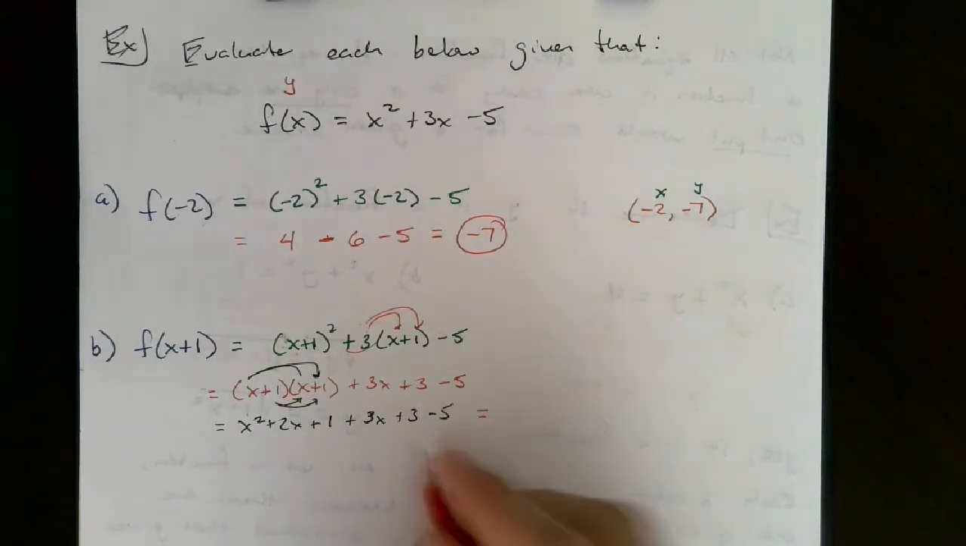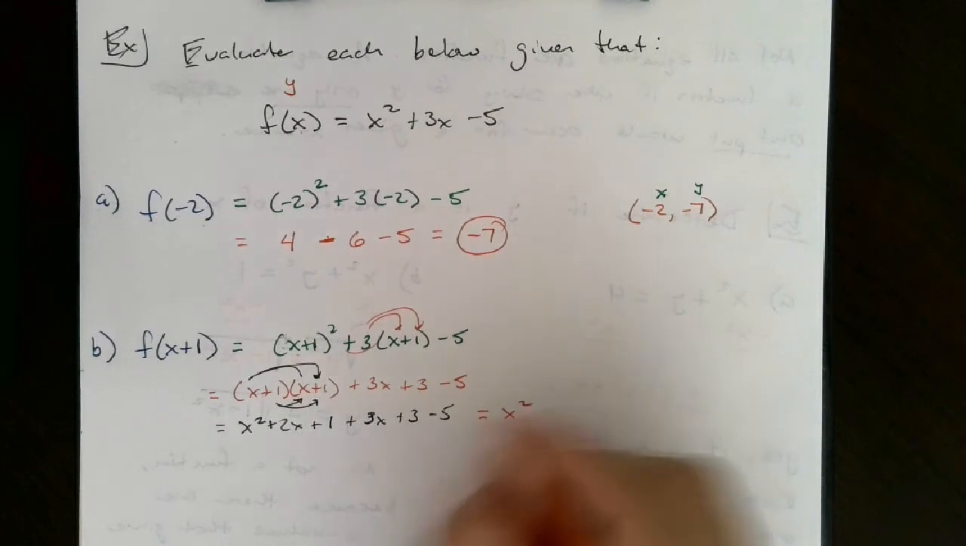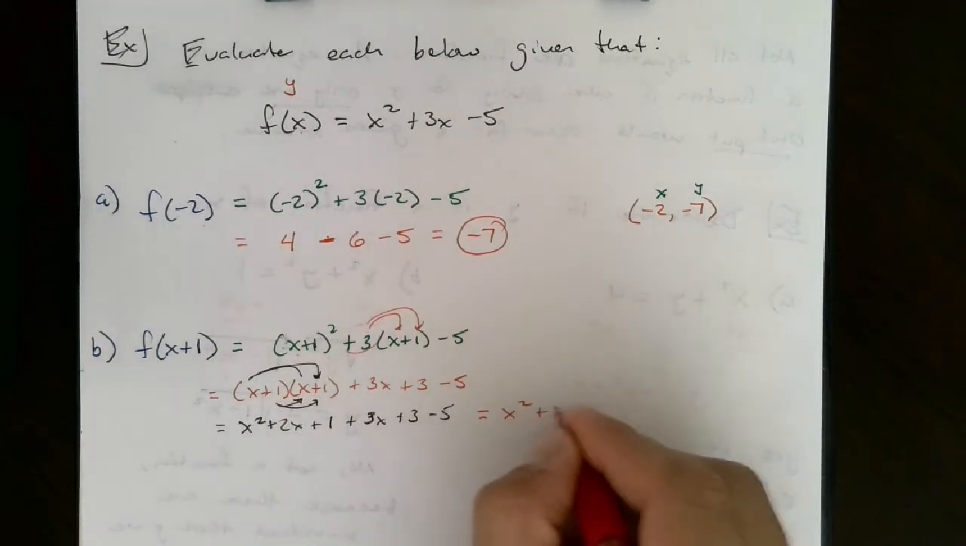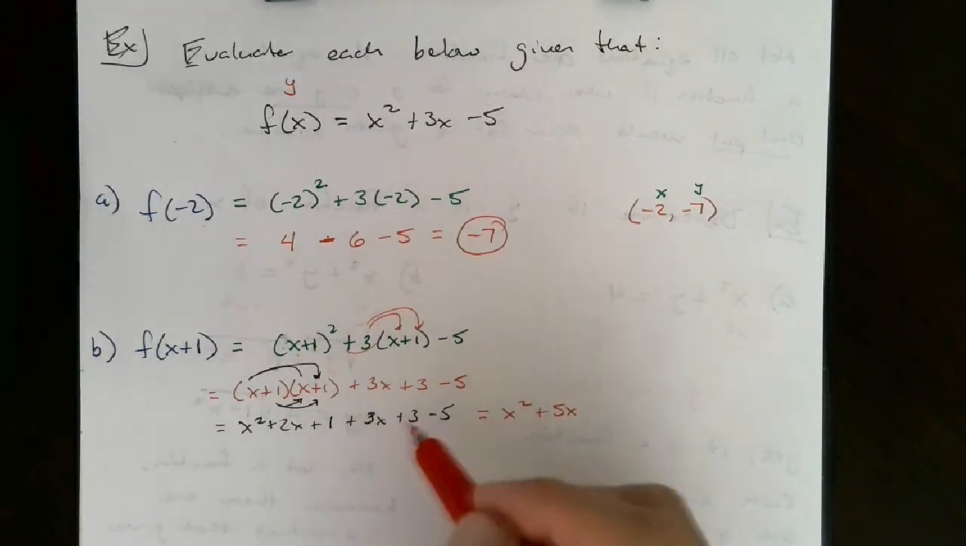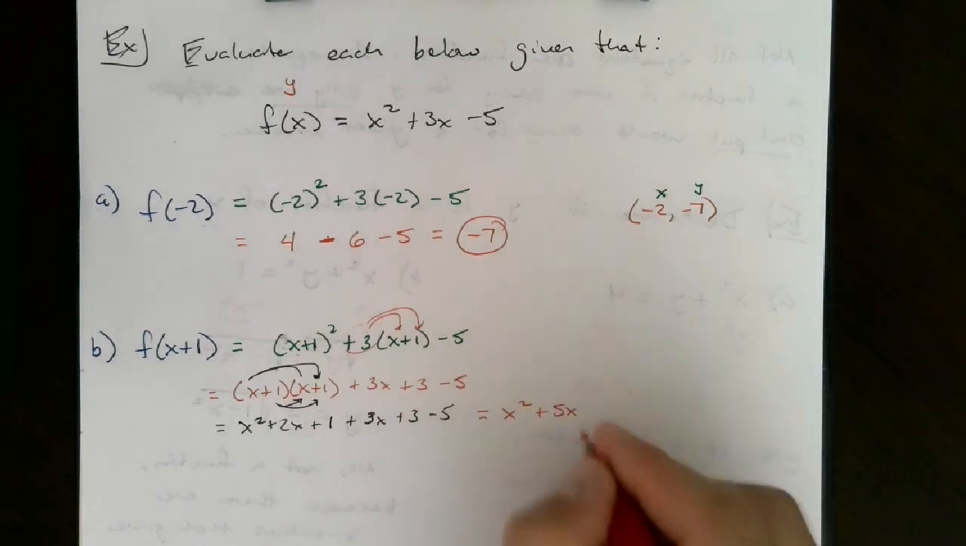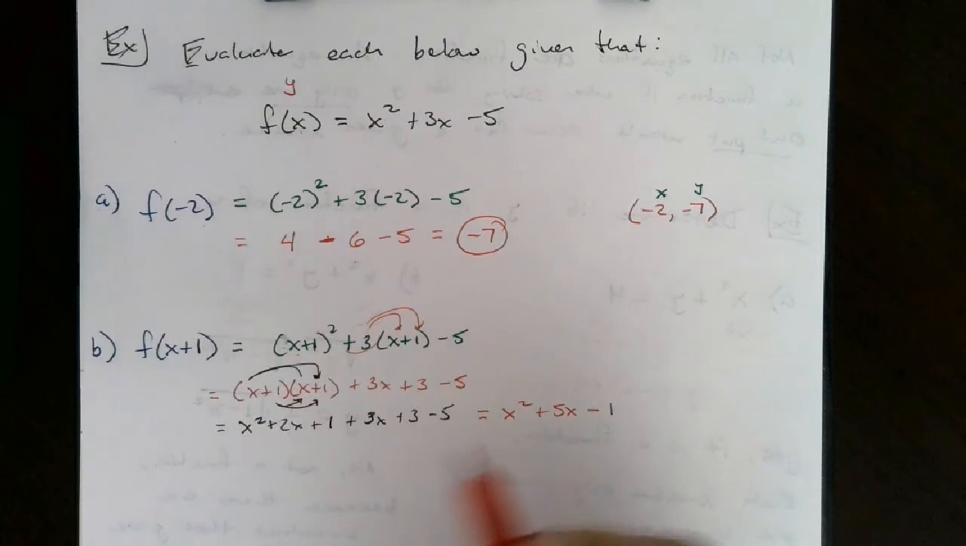So this will give us x squared, it will just stay x squared. A positive 2x plus 3x is plus 5x. A 1 plus 3 is 4, minus 5 gives me negative 1. So I have f of x plus 1 is equal to x squared plus 5x minus 1.